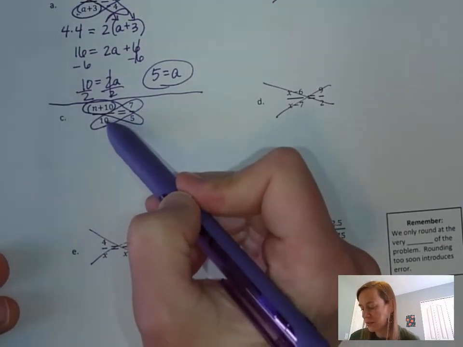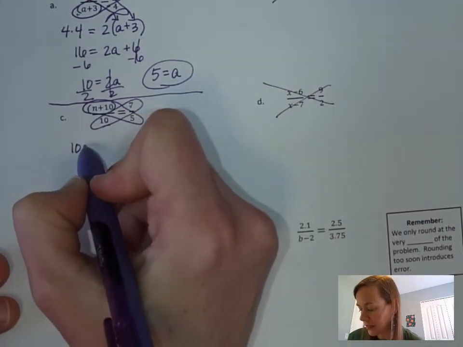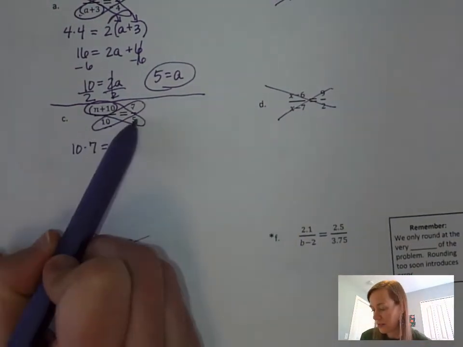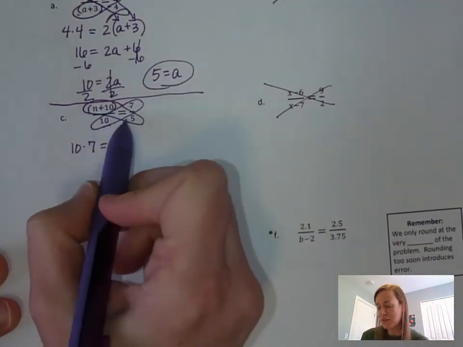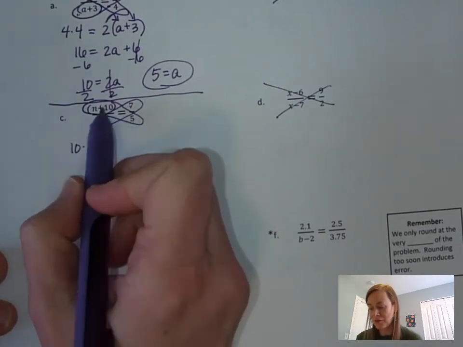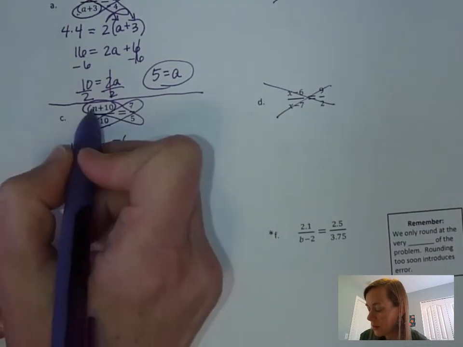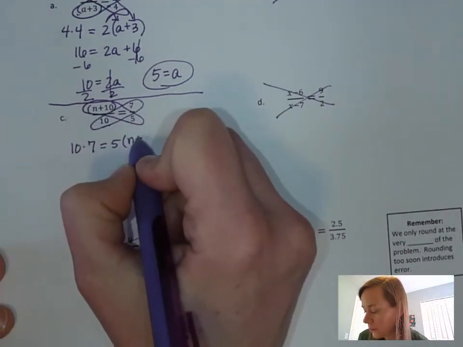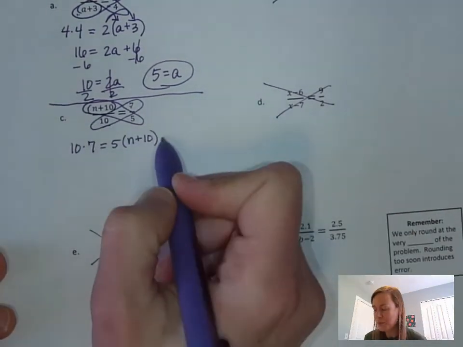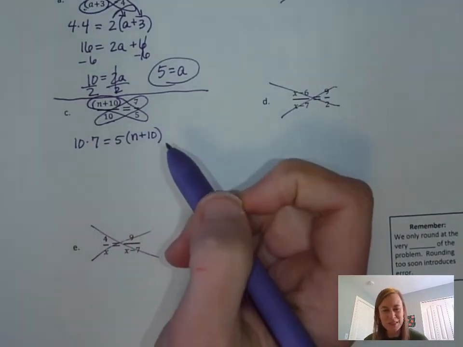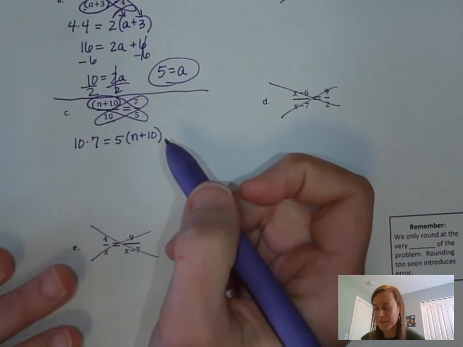How about that? So 10 times 7, 10 times 7, and then you're going to write equals, and then you're going to do that number times that number. When I'm distributing, I always like to have the number in front of the parentheses, so I'm going to write the 5 first, and then I'm going to write the parentheses, the binomial. You could put the 5 at the end. I just think it looks a little bit unusual, but you would still distribute it the same way.